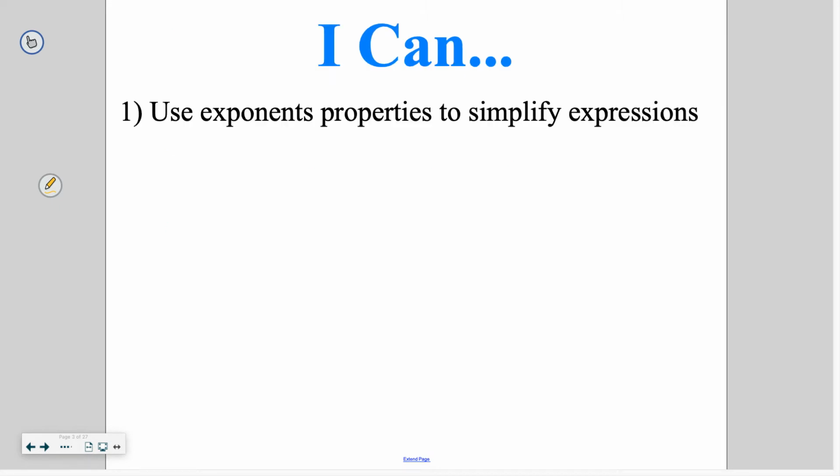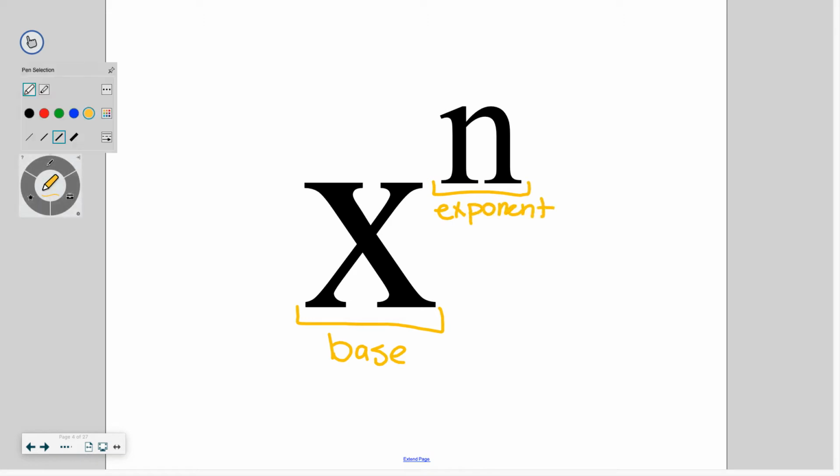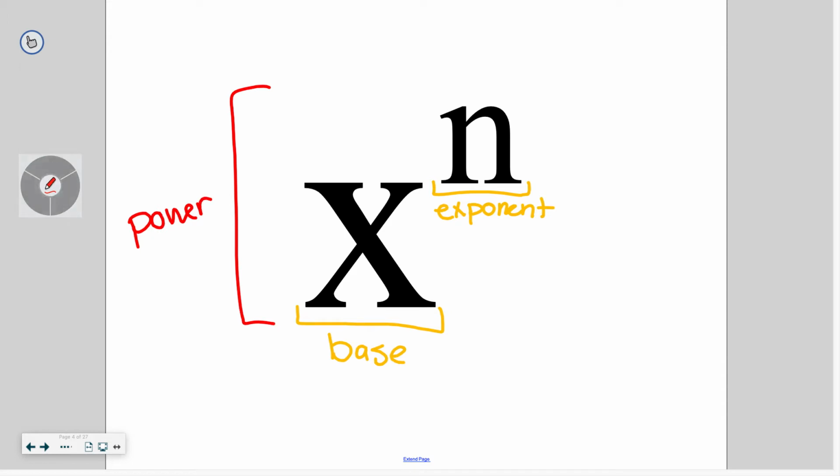By the end of today's lesson, you will be able to use exponent properties to simplify expressions. First, we're going to do a quick review. We've got right here x to the n. Quick review of what these terms are. This bottom part is called the base. This n value up here is the exponent. And the whole expression together, the base and the exponent, make up what we call a power.